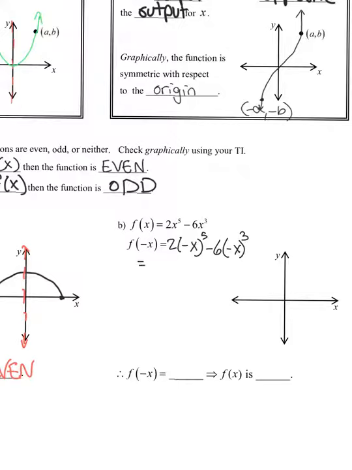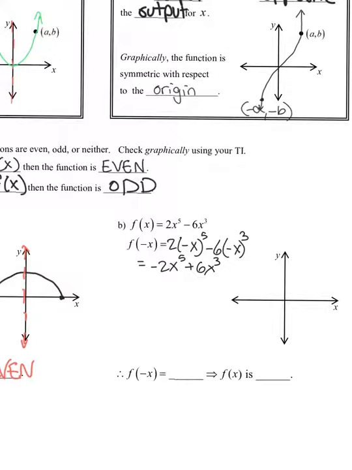And now, since these have odd exponents, the whole quantities are going to become negative. So negative x to the 5th is negative x to the 5th, but I can pull that out in front, negative 2x to the 5th. And now negative x quantity cubed is going to become negative x cubed. Negative x cubed times negative 6 becomes positive 6x cubed.